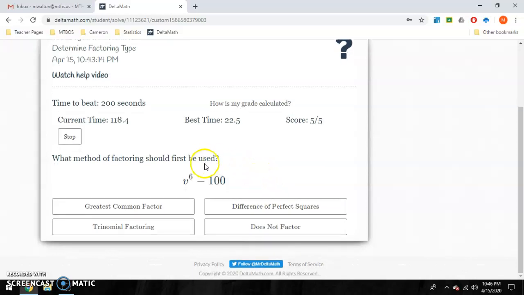All right, I'm going to keep going even though I've gotten my 5 and I really talked through all of these, but let's go ahead and keep going. We have v to the 6th minus 100. Does this have a greatest common factor? No, this does not. This is v's and this is 100s and 10s. Difference of perfect squares. Can we break this up perfectly? Well, yeah, v to the 6th would break up into v cubed. I have a negative, so one plus, one minus. And then finally, 100 breaks up into 10 and 10.